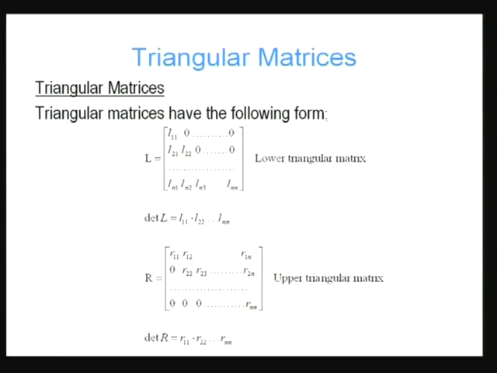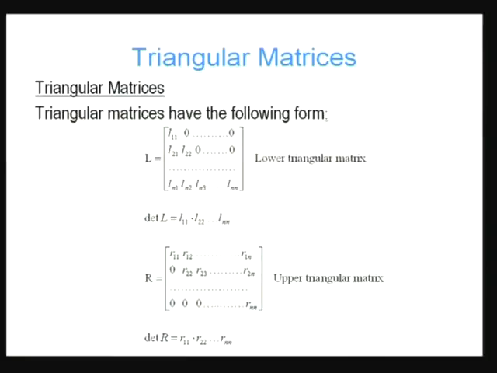An upper triangular matrix is a matrix which contains zeros in all terms below the diagonal, and which contains non-zero terms along the diagonal and above the diagonal. That is an upper triangular matrix.